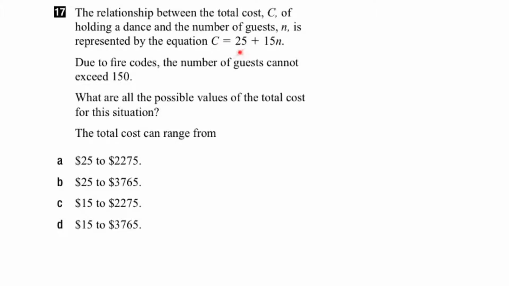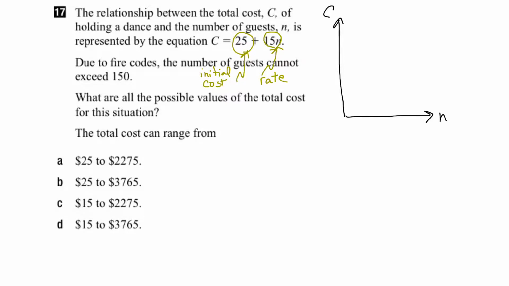Well, the first thing we might notice is that this equation is linear, where the 25 represents the initial value or initial cost, and the 15 represents the rate or cost per person. If we wanted to get a visual picture, we could draw the cost line versus the n line and see what happens. We know that if no guests attended, the initial cost would be $25, which is about there. And we know that the rate increases at $15 per guest.